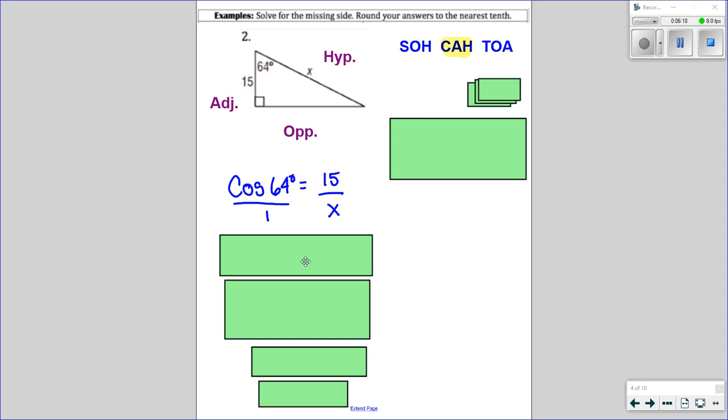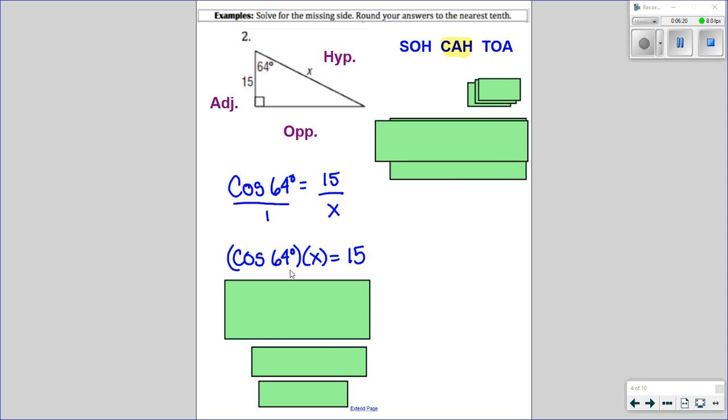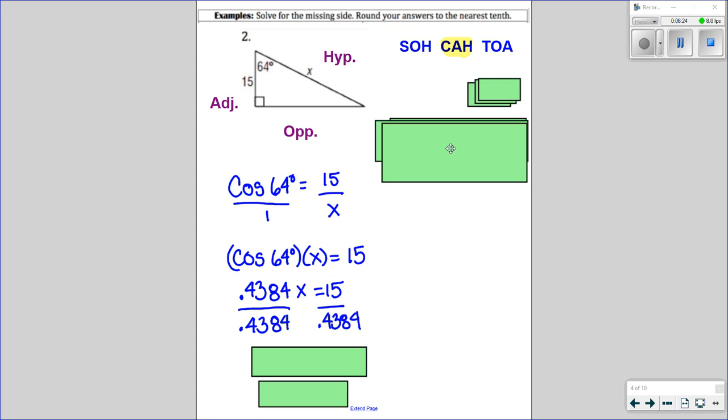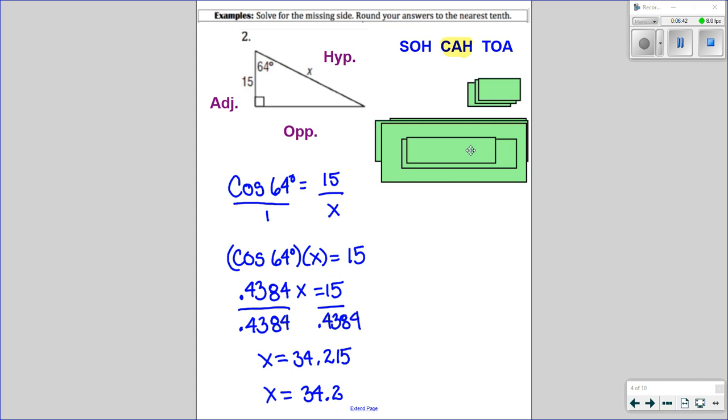All right, so now we cross multiply, and then we're going to find what is the cosine of 64 degrees, which is 0.4384. There's other numbers behind it, but just stick with 4 numbers after the decimal. Divide both sides to find x, and then we get x equals 34.215, whatever number, but since we're rounding it to the nearest tenth, it's going to be x equals 34.2. And there we go. We found the hypotenuse.